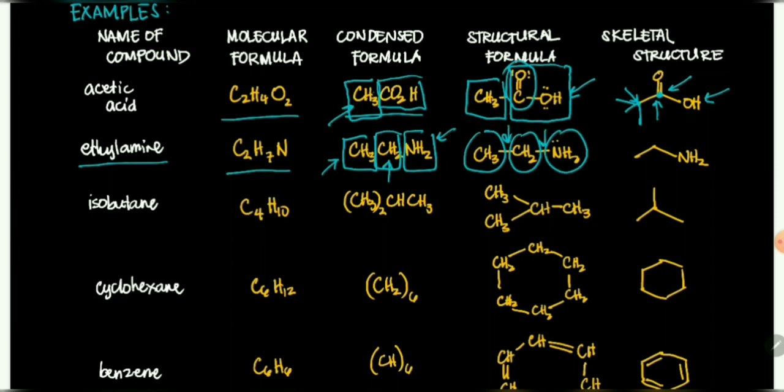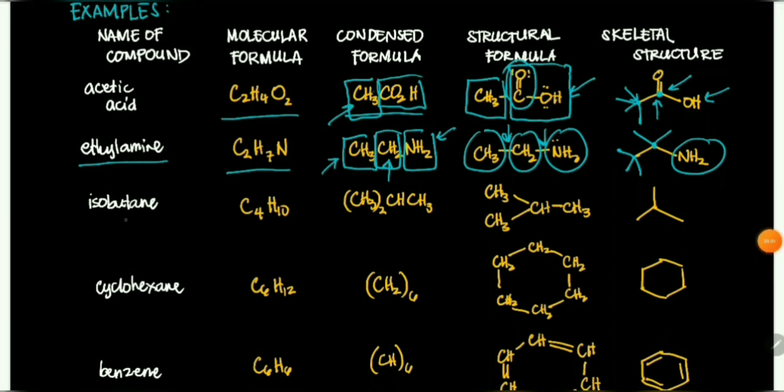Tapos sa skeletal structure, makikita natin na meron siyang NH2 group. So yung dalawang hydrogen ay nakakonect dun sa nitrogen. Since yung carbon na to ay nakakonect sa isang nitrogen at isang carbon, meron siya dapat dalawang implied carbon-hydrogen bonds. Yung dulong carbon na to ay may tatlong implied carbon-hydrogen bonds kasi sa isang carbon lang siya nakakabit based on the skeletal structure. Okay? So next we have the isobutane.